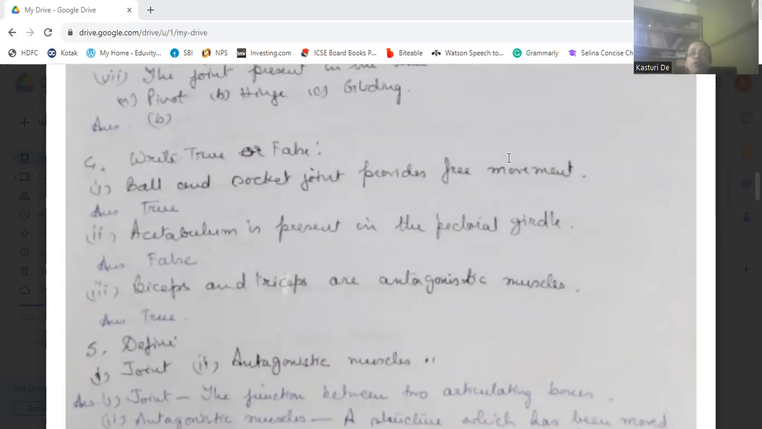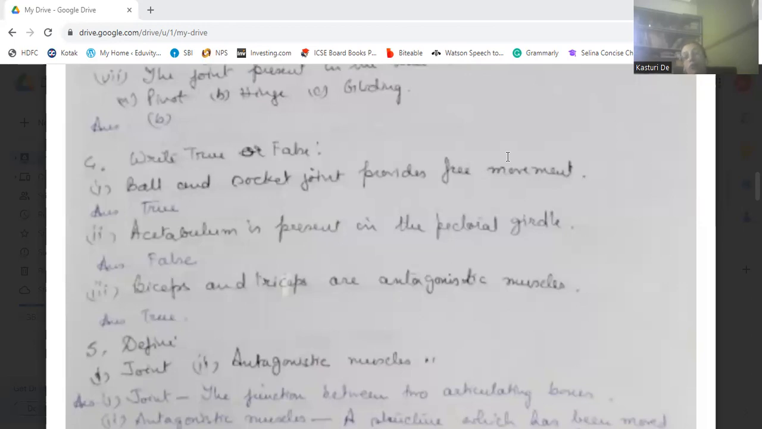Then write true or false. Ball and socket joint provides free movement. That's true. Acetabulum is present in the pectoral girdle. That's false. Acetabulum is present in the pelvic girdle. Biceps and triceps are antagonistic muscles. That's true because they are coordinating muscles. One coordinates with the other.